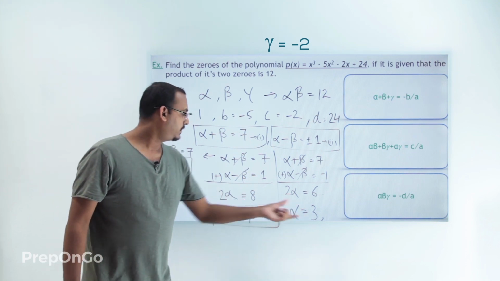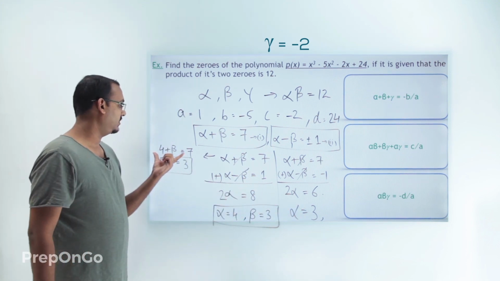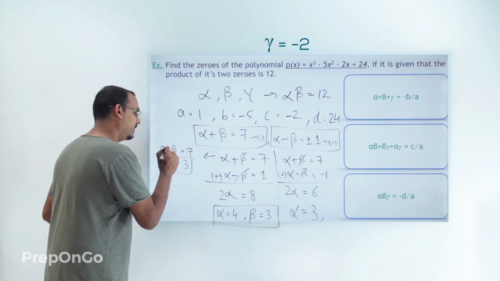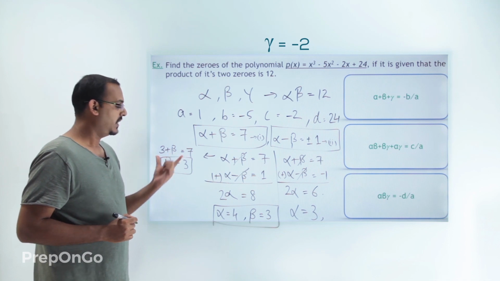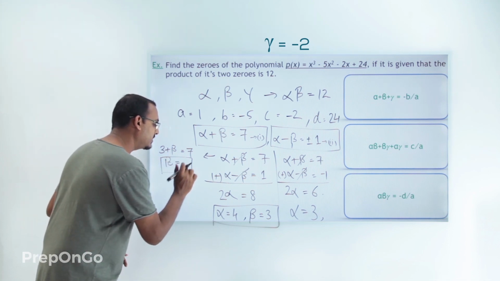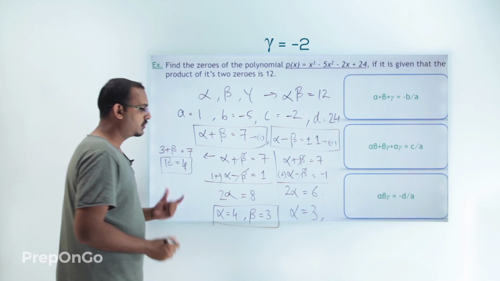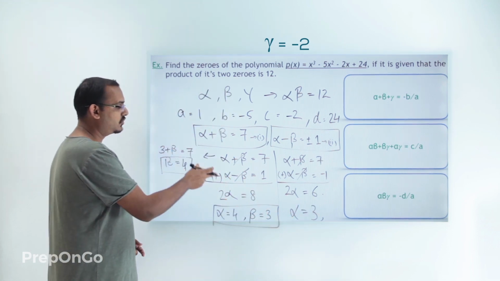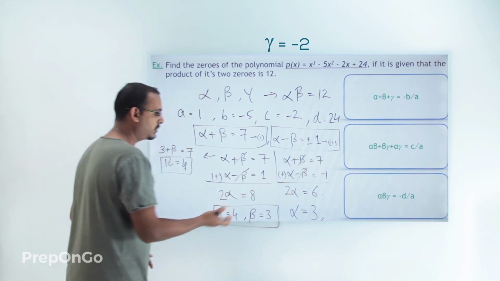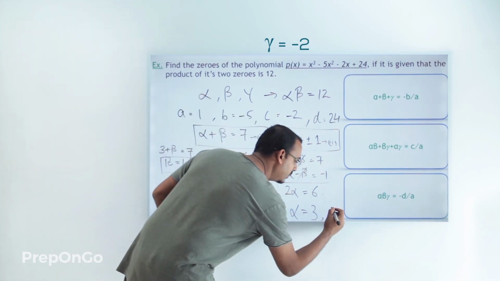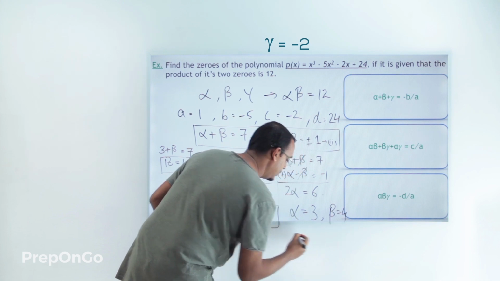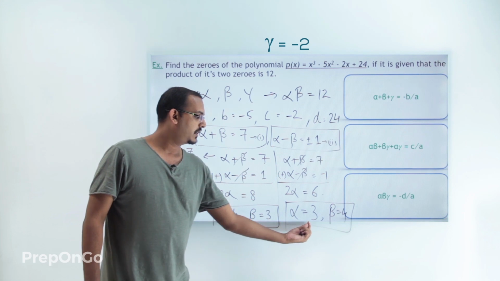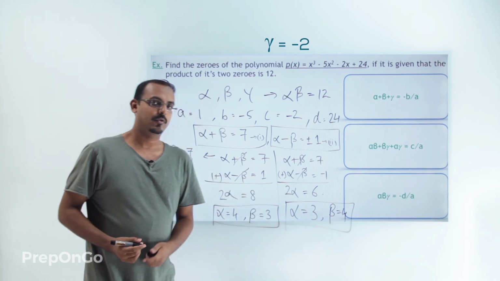Now if you put the value of alpha is equals to 3 in this equation, instead of 4 plus beta, we get 3 plus beta is equals to 7, which gives me the value of beta as 4. So using this equation, I get the value of alpha as 3 and beta as 4.